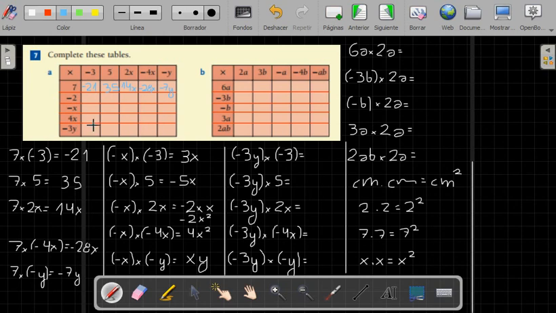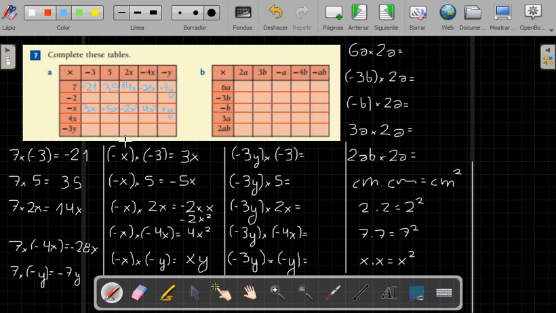Okay, let's complete this row. This part is 3x. The next one is minus 5x. Next, minus 2x squared. Then it comes 4x squared. And finally, xy. Okay, sorry for that.